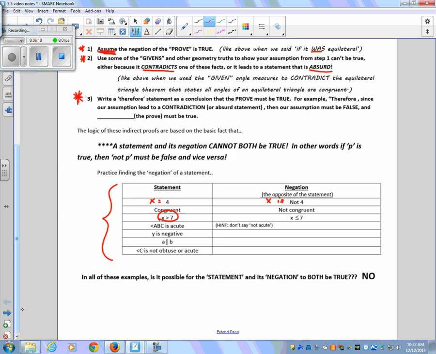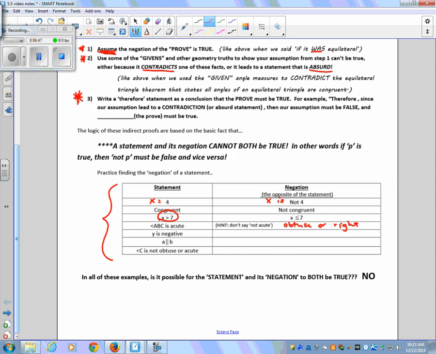Angle ABC is acute. What would the negation be? My hint here is don't say "not acute." Let's be a little more specific. It's true that the negation is not acute, but what possibilities does that leave us? That leaves us either obtuse or right. An angle can either be acute or obtuse or right.